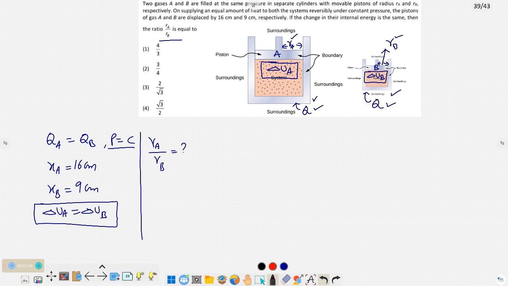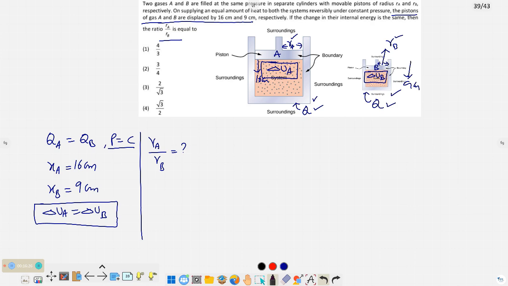Using this, we are moving the piston. Look here, they have given very clearly that A and B are displaced by 16 centimeters and 9 centimeters, the pistons of the gas. So if we move this piston through a distance of 16 centimeters, and this piston through 9 centimeters, they're asking the ratio of RA by RB. In this case, delta UA and delta UB are the same.